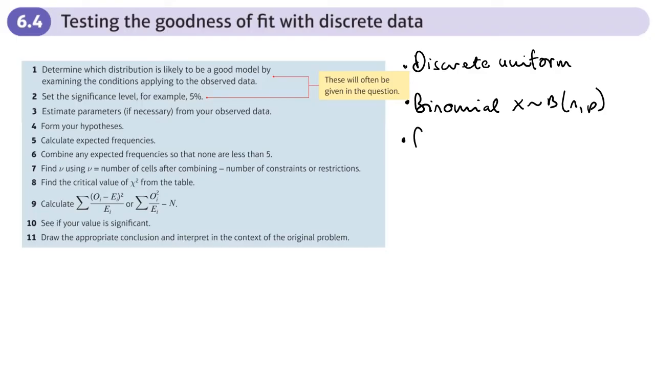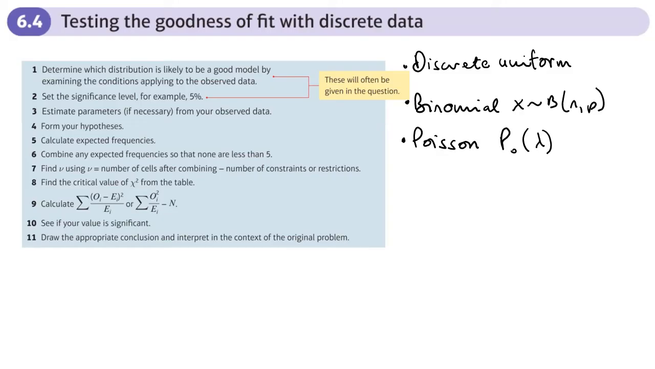And then the other one is a Poisson distribution. So this is where we just have our one parameter, the mean, and again looking at some observations and seeing if they could be modelled by a Poisson distribution.